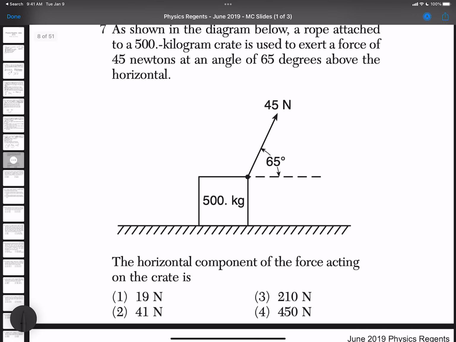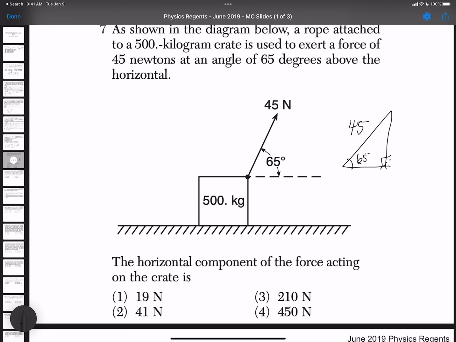Question 7. As shown in the diagram below, a rope attached to a 500 kilogram crate is used to exert a force of 45 newtons at an angle of 65 degrees above the horizontal. The horizontal component of the force acting on the crate is. So in order to figure this out, we're going to draw ourselves our triangle here with our angle labeled and the 45 newtons being the hypotenuse of this right triangle.